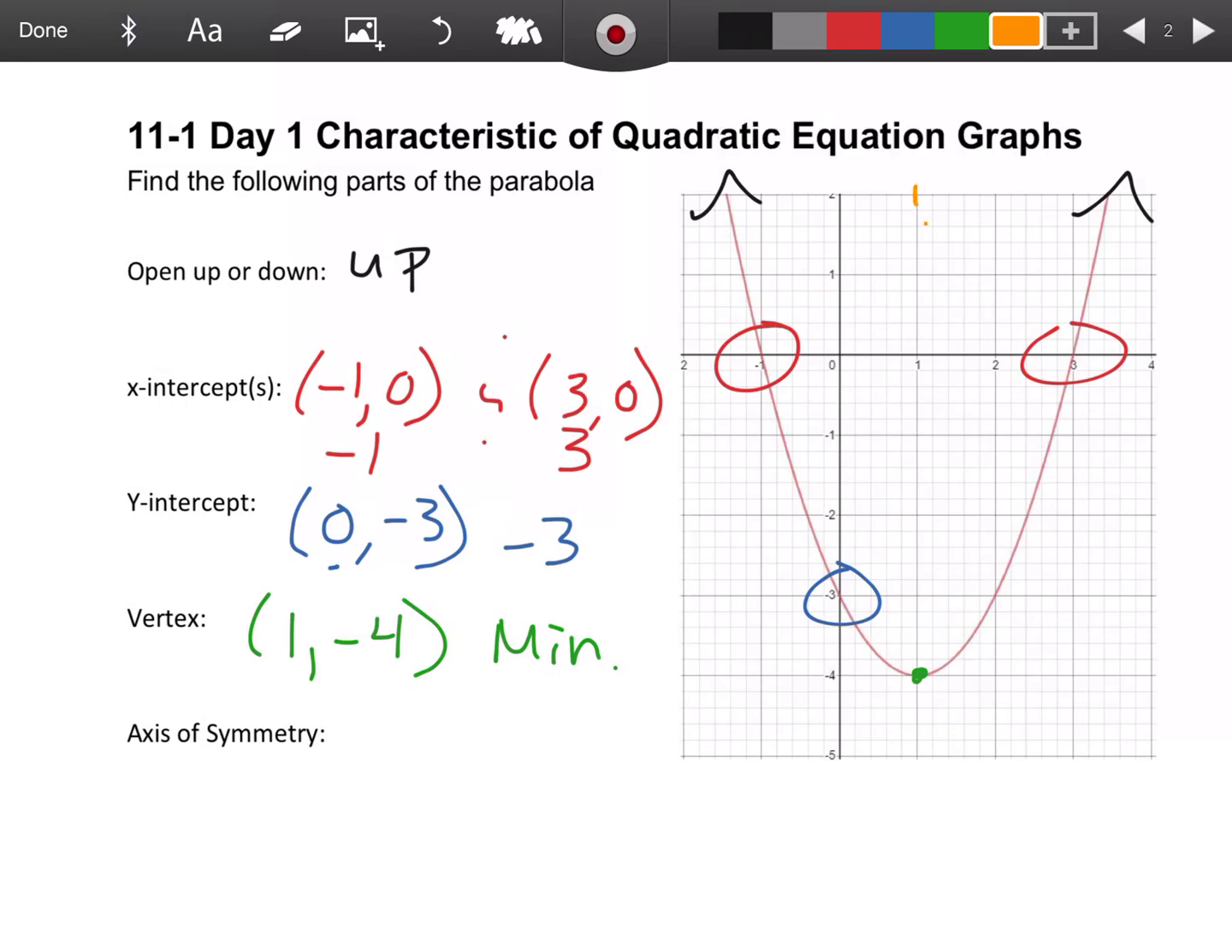And then the axis of symmetry is coming down right here, and that's going to be x equals 1, and that's a vertical line. It doesn't have a slope. The slope would be undefined. But one thing that I want to make sure that you know is that the x term of your vertex is always going to be the same as the equation of your axis of symmetry. Those are always going to be equal.